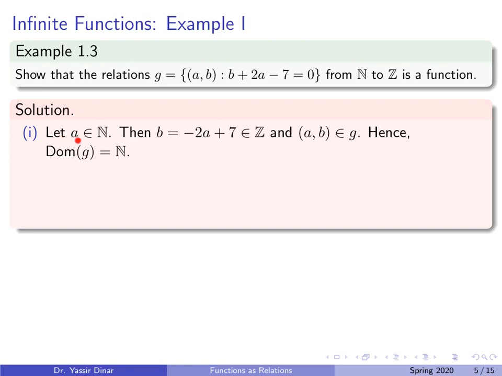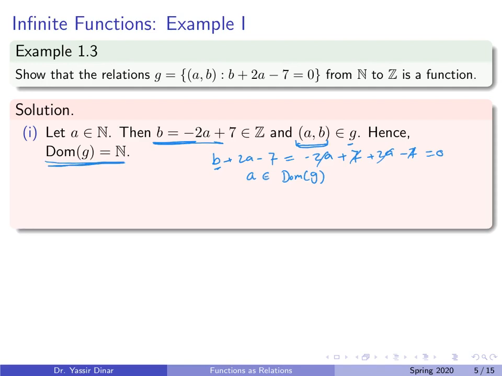For the solution, we take a in the natural numbers. Then from the definition, b is equal to minus 2a plus 7. Since a is a natural number, this b will be an integer. And so (a, b) belongs to the relation. This can be verified: for any a with this value b, we have b plus 2a minus 7, and by the definition of b this is minus 2a plus 7 plus 2a minus 7, which gives 0. That means this pair is in G, and so a belongs to the domain of G, and we can conclude that the domain of G is equal to N. So the first condition is satisfied.